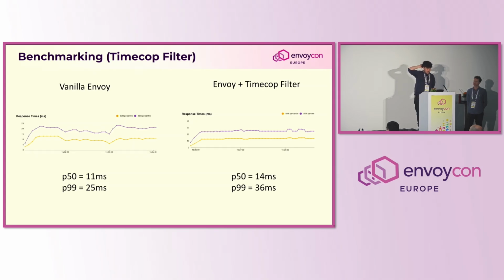These are two benchmarks of our vanilla Envoy, so our internal build, that does no rate limiting of any kind, no timecop, no other filter, and the same build, but with our timecop filter turned on. And you'll see that we pushed our P50 latency up by 3 milliseconds, and our P99 latency went up by a slightly disappointing 11 milliseconds.